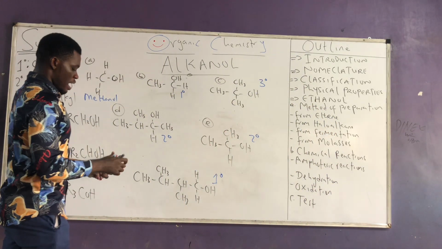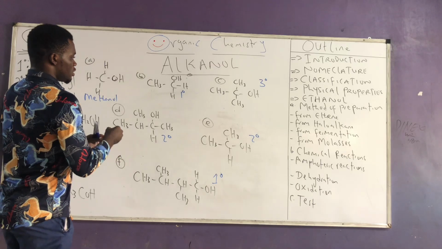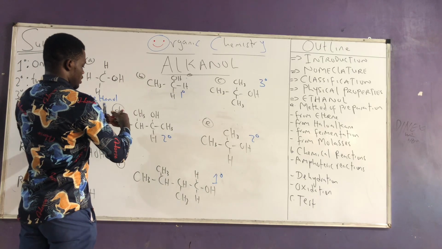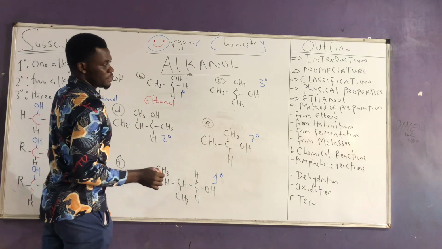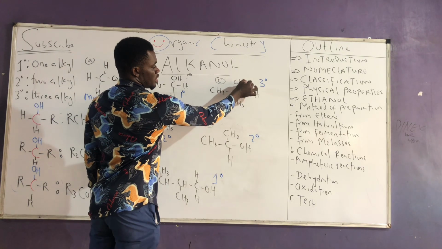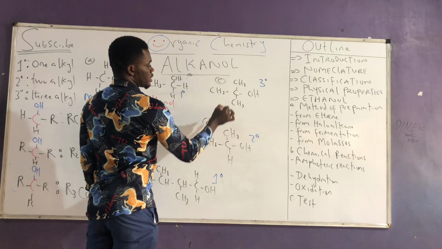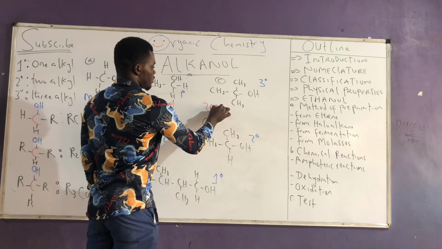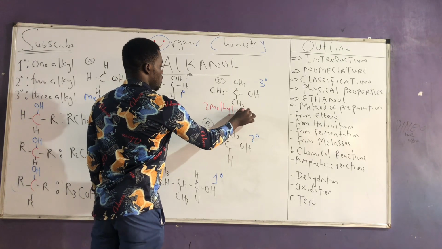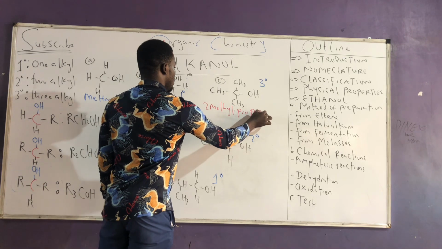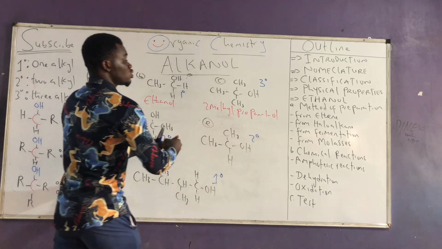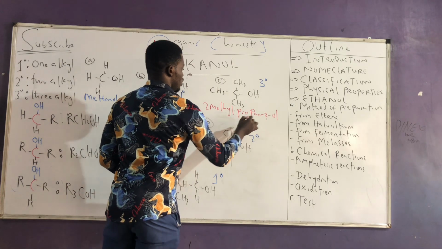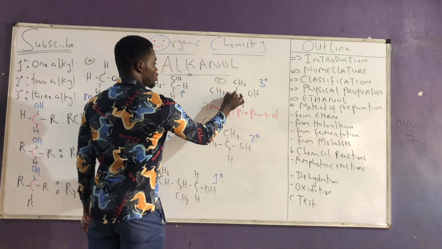Now, what is the name of this compound? Let's name the compounds we have on the board. So if we name this compound, obviously this is 2 carbon atoms. This is ethanol. If I had to name this compound, this is carbon 1, carbon 2, carbon 3. So this is 2-methyl propan-1-ol, or you say propanol. If we are to name rather propan-2-ol, because it is at carbon 2, this is carbon 1, carbon 2, carbon 3.